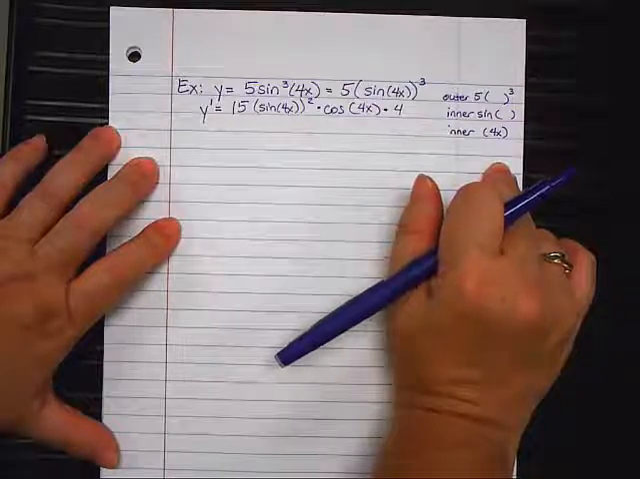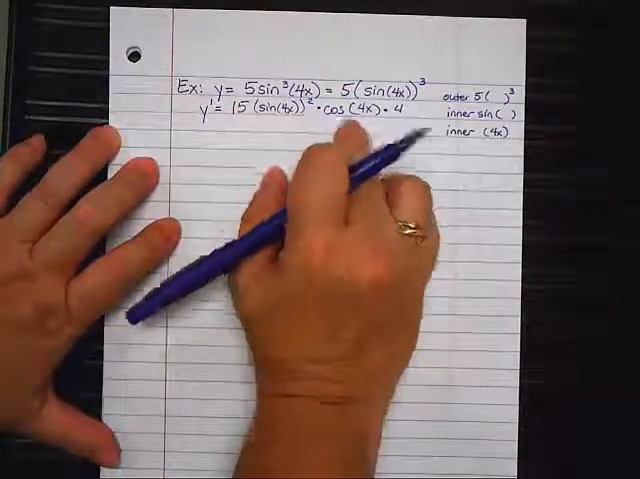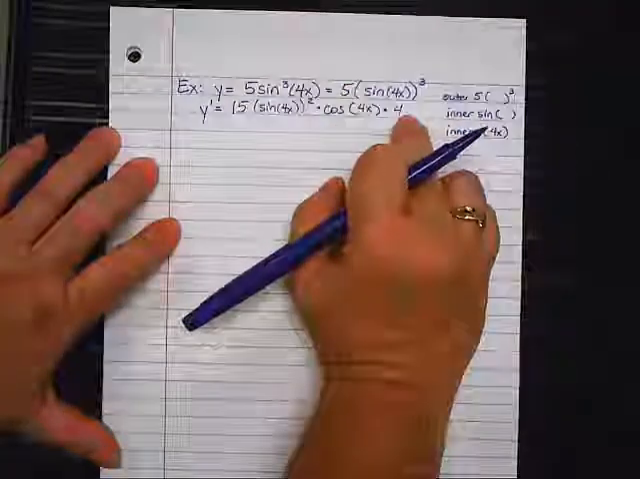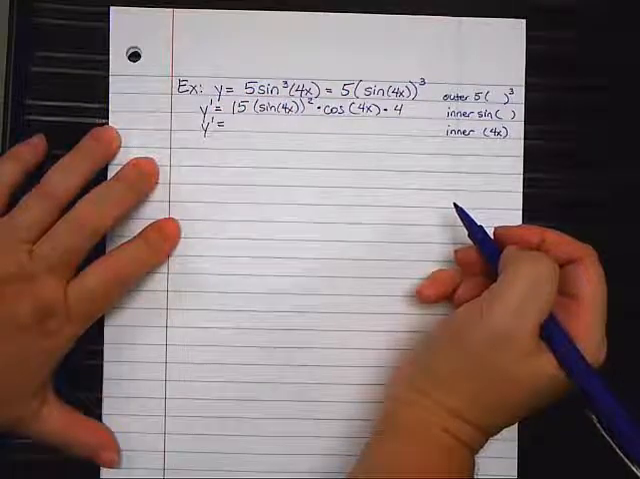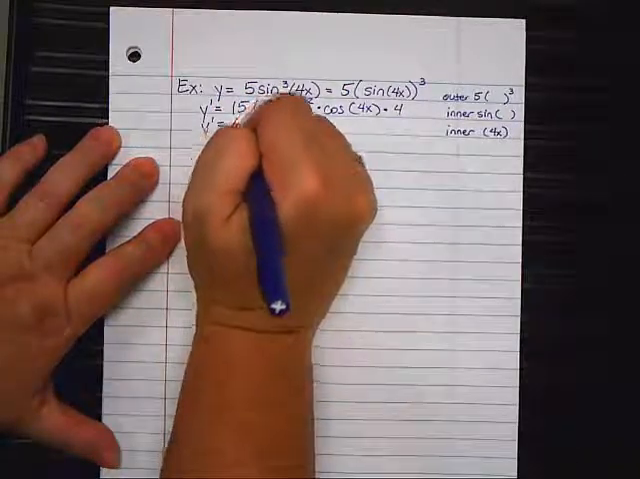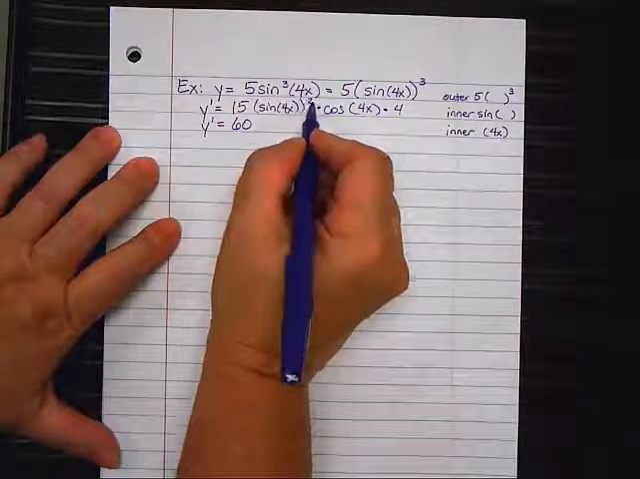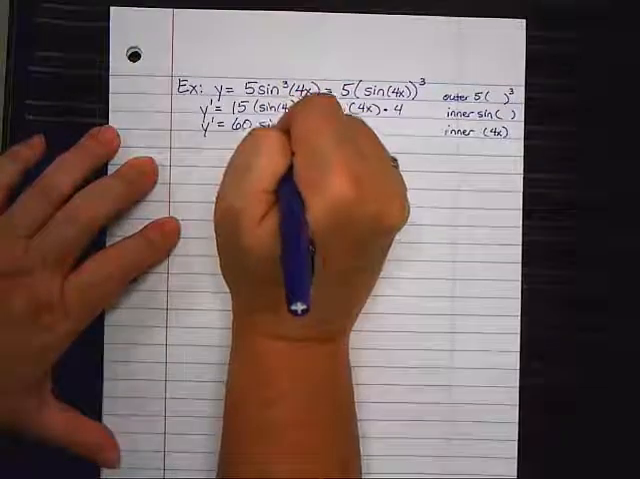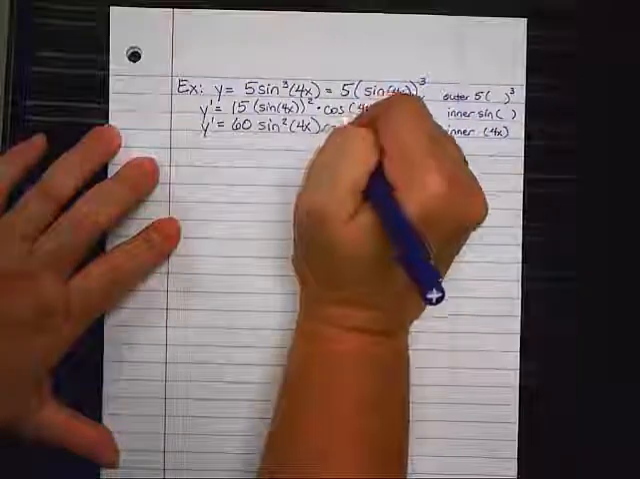So do you see what we did? Took the derivative of the outer, put everything inside. Then we took the derivative of the second layer, put just what's left inside, and then we took the derivative of that. Now we need to clean this up. y prime equals? 60. It's going to be a 60, the 15 and the 4. 60 cosine. Okay, we're going to take that squared, we're going to put it back where it came from. So it's going to be sine squared, parentheses, 4x, and then cosine of 4x.